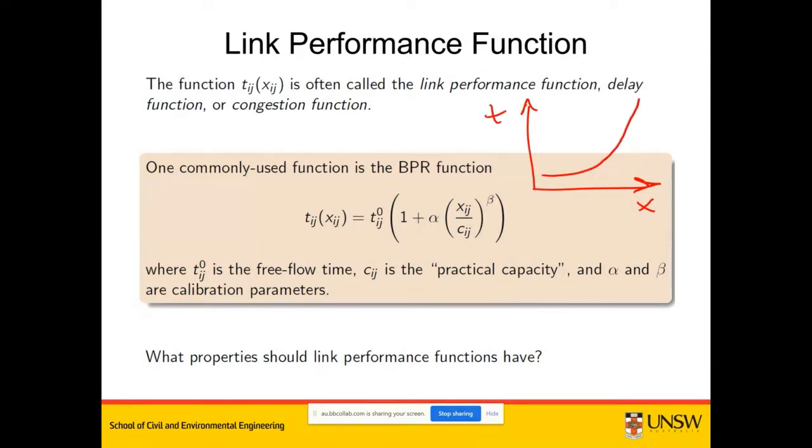And a very common function that we use for real traffic assignment problems is this function that is called the BPR function. BPR stands for Bureau of Public Roads, I guess from the US, many years ago, 1960 or 1970. And it actually gives you the travel time as a function of the volume of the link.